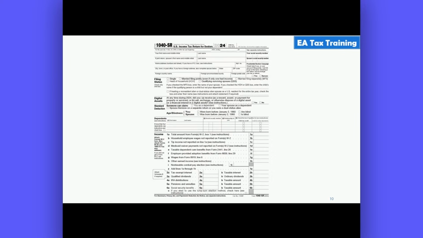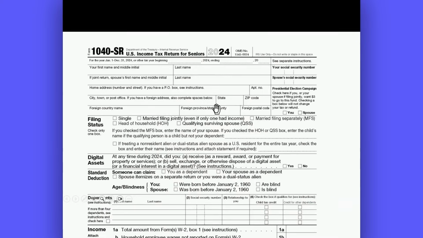So now let's look at another form. This is called the 1040SR. The SR stands for seniors. So this is a form that is designed for taxpayers who are age 65 or older. And the only substantial difference between this form and the 1040 is that the font is larger. So it is designed for older taxpayers who appreciate a larger font size so that they can see it better.